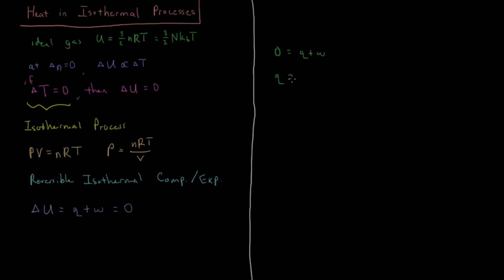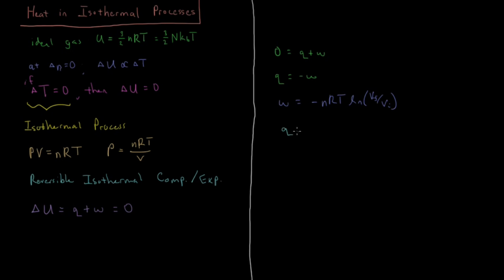So our heat is just going to be minus work. It's going to be the opposite of work. Whatever energy we take in or release from work, we have to release or take in the opposite of that in heat in order to keep the temperature the same. So we said that our work for such a reversible isothermal process was minus nRT log final volume over initial volume. So heat has to be the opposite of that work, so negative times negative gives us a positive.